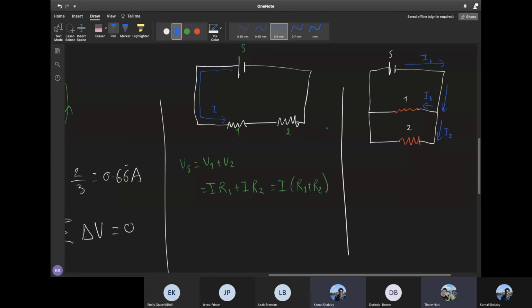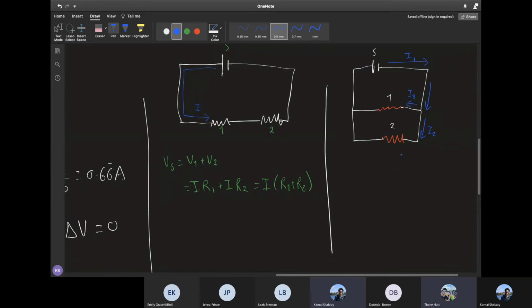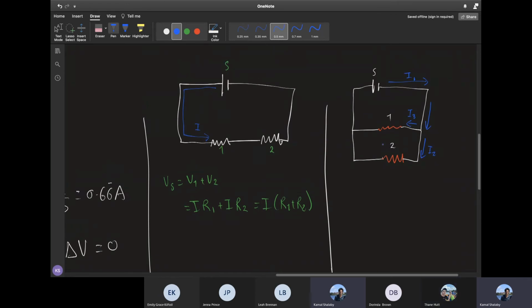So if I2 and I3 are both worth half of I1, does that mean V2 and V3 would be half of V1? No, it doesn't work like that at all. The thing is that the currents get divided at the junctions, but the potential difference doesn't. And I'm trying to see how I can show you that.